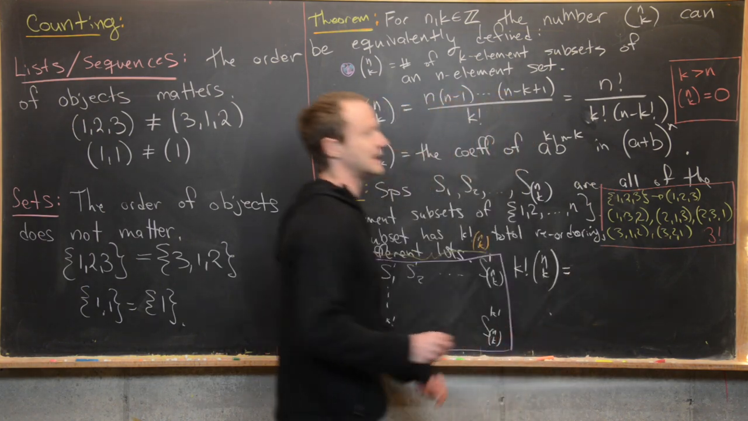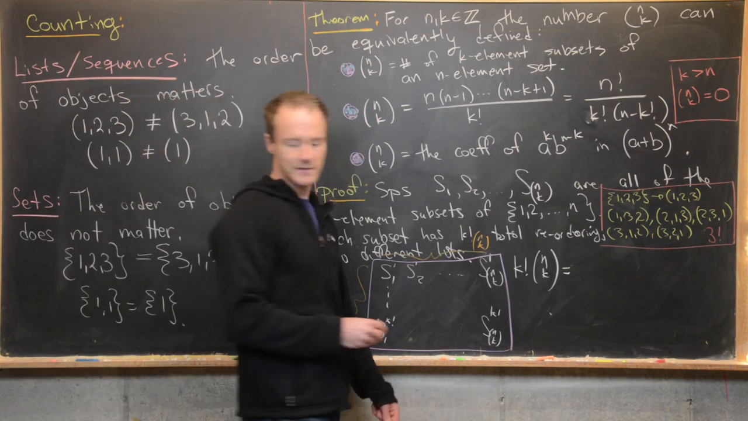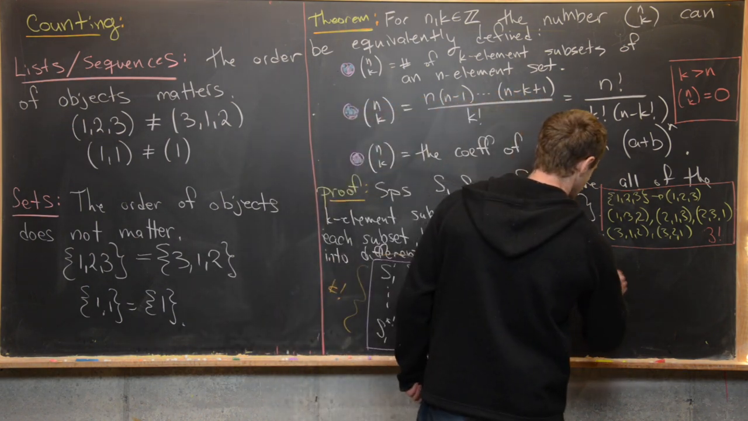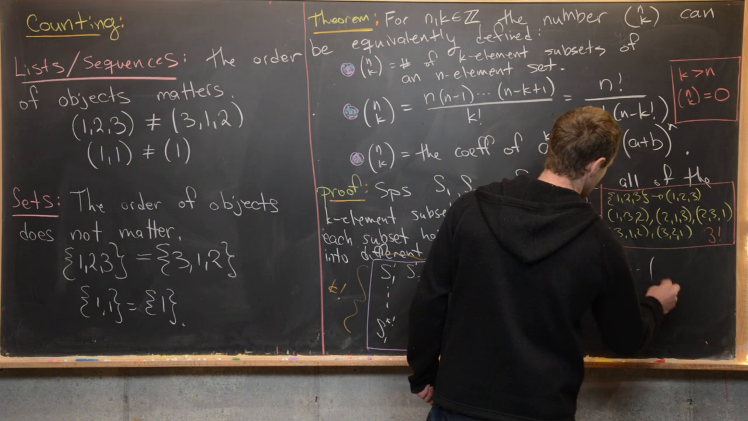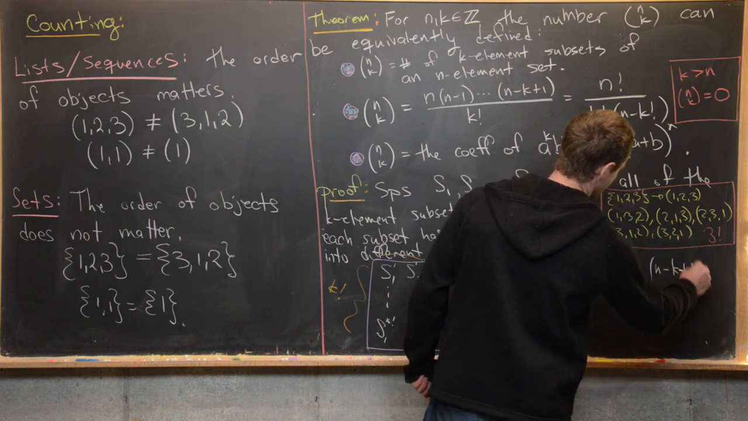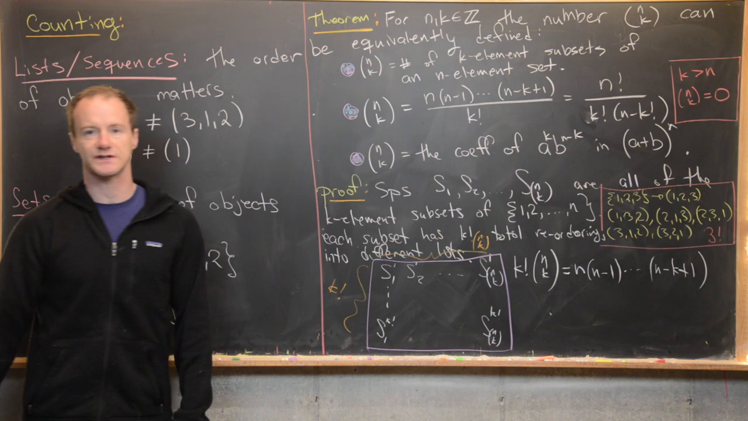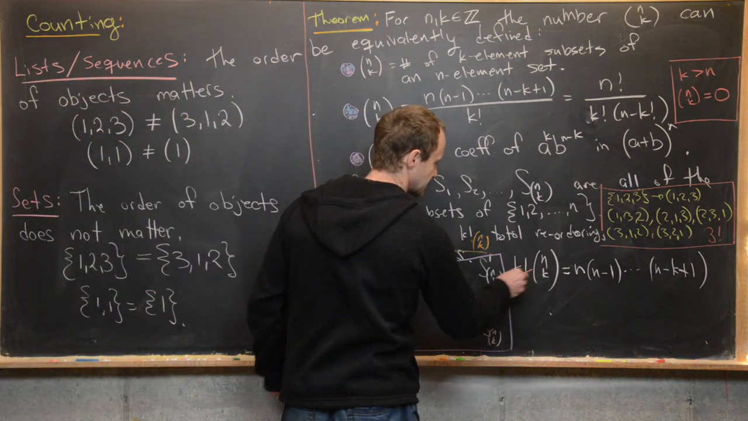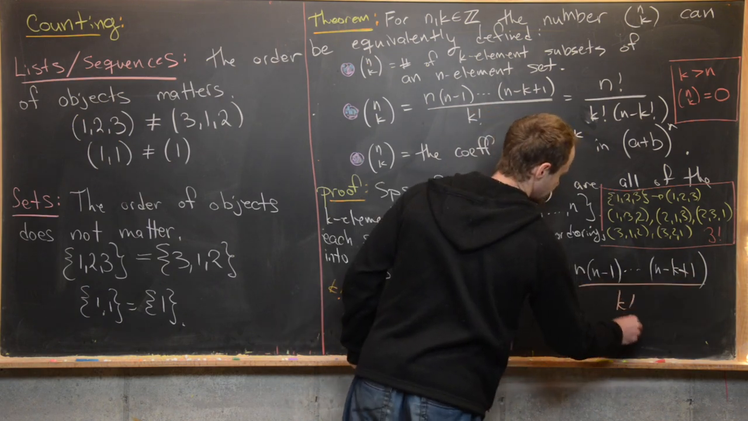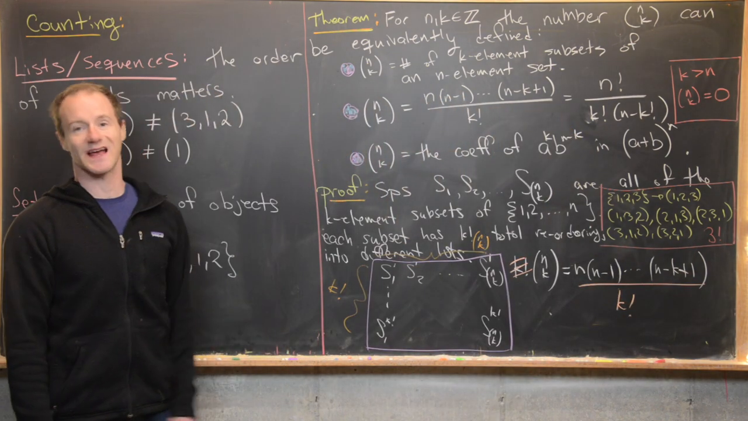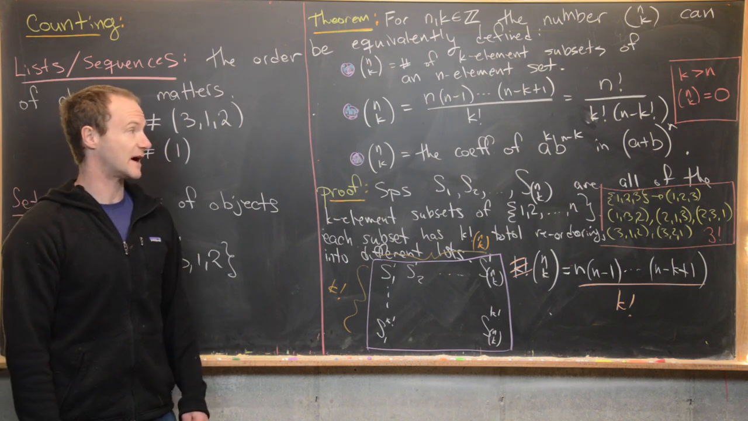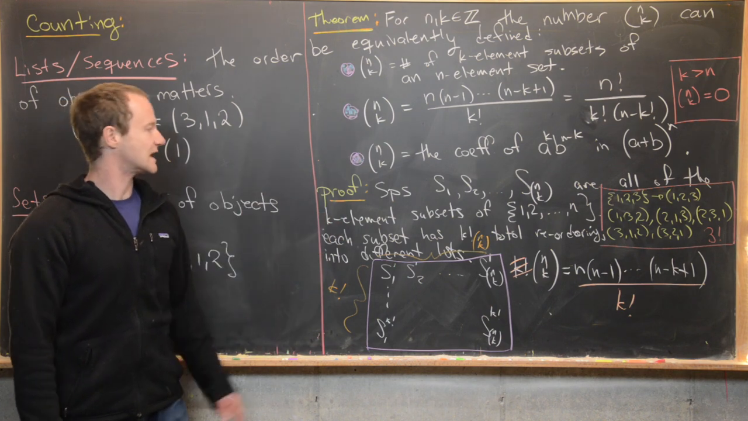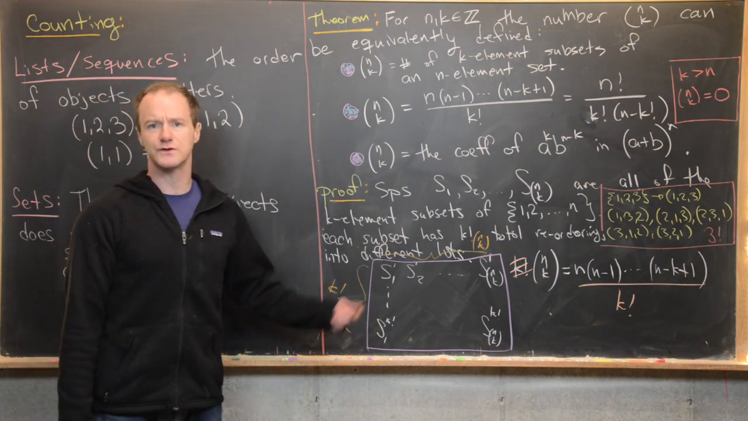So notice if we're building a k element list, well then the first entry would have n choices, the second entry would have n minus 1 choices, all the way down to the kth entry, which would have n minus k plus 1 choices. But now notice we can divide both sides of this equation by k factorial, and we have arrived at this second arithmetic definition of the binomial coefficient. Okay, good. So let's maybe go ahead and clean up this proof, and then we'll do some examples.